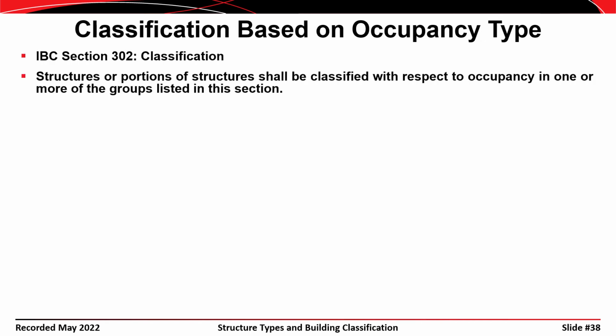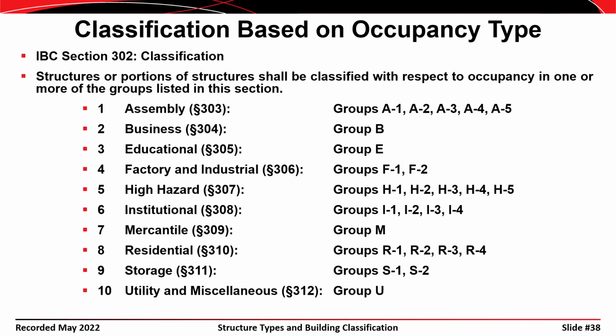So when we look at the classification, we go to International Building Code Section 302, or there's an analogous section in the ASCE specification as well. But basically, these different classifications are classified as numbers 1 through 10, where you have buildings that are intended for assembly, for business, for education, for factory or industrial use, for high hazards, institutionals like prisons and things of that nature, mercantile, residential structures, storage structures, and then miscellaneous groups. Now, determining the classifications isn't as simple as just looking at these 10 things.